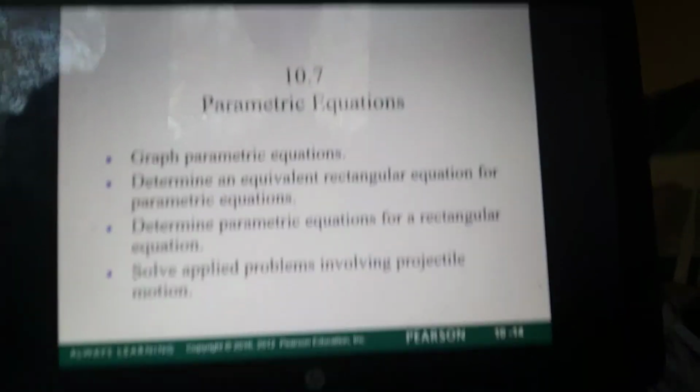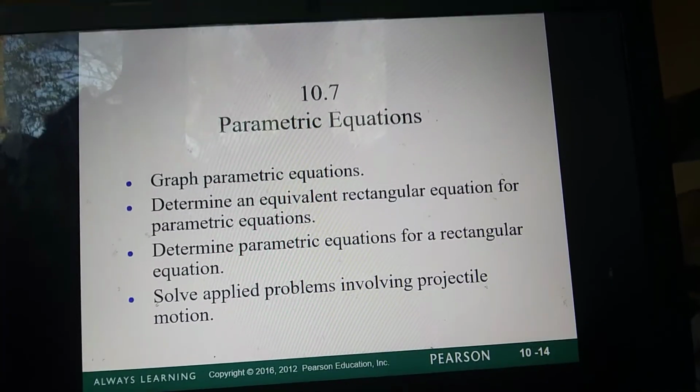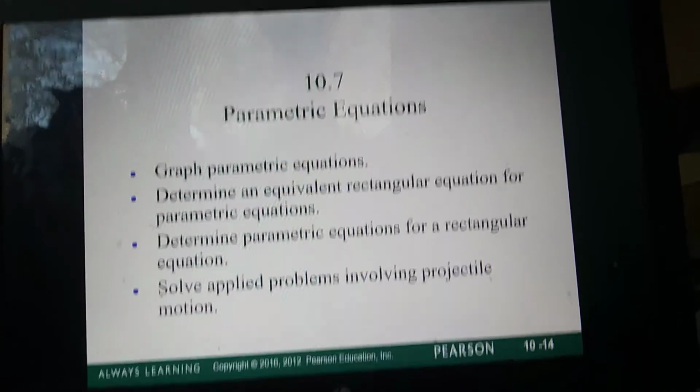Okay, that's right. Parametric equations is next, so I'm going to end here for this lecture so the videos aren't too long, and then the next PowerPoint will be 10.7.